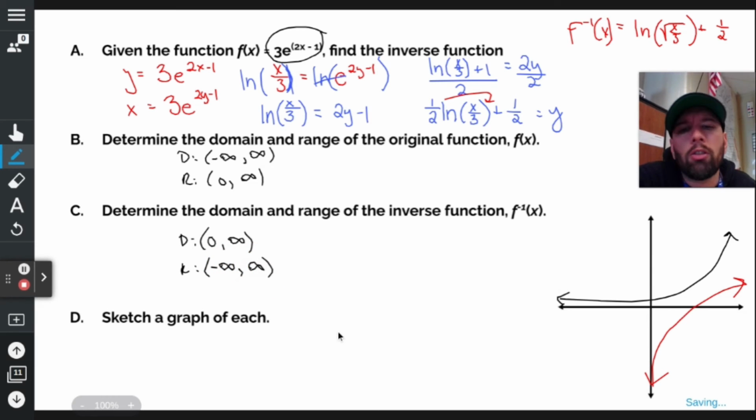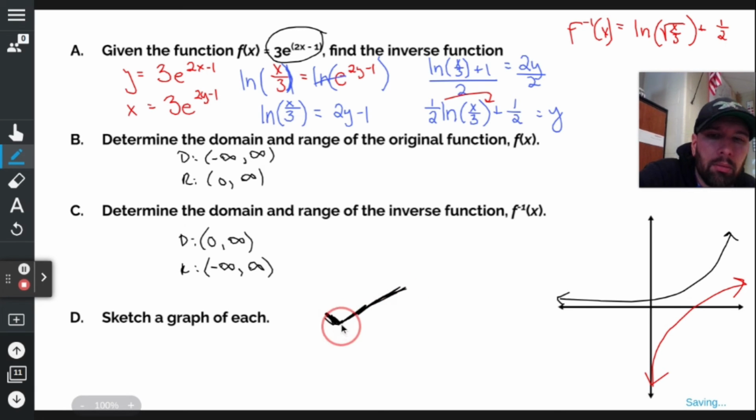Sketch a graph of each, donezo. That's supposed to be a check mark, but since things are laggy a little bit today, since my little Chromebook is lagging, it doesn't look as good. Oh man, will this affect how many views I get? No. If you made it this far, you're committed. You're committed to the bit.